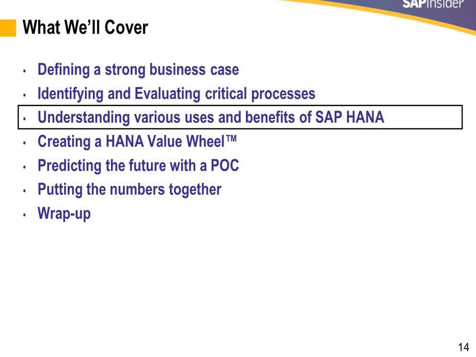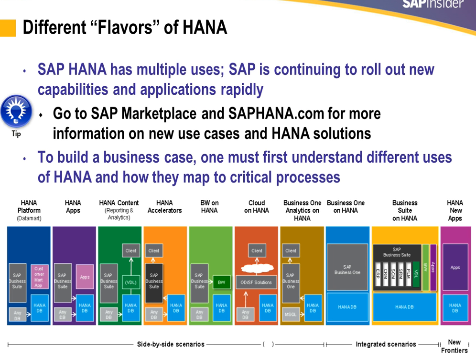So now we're at slide 15, and you make that exact point in slide 15, which is new capabilities and applications are coming out rapidly, and so the HANA marketplace, SAPHANA.com, has a ton of information on use cases. There's also a massive use case wiki on SCN that's pretty cool. Yeah. So your point is we can't build a business case just yet. We have to understand all these different pieces of HANA and how they might fit into a project scenario. Right. Yes.